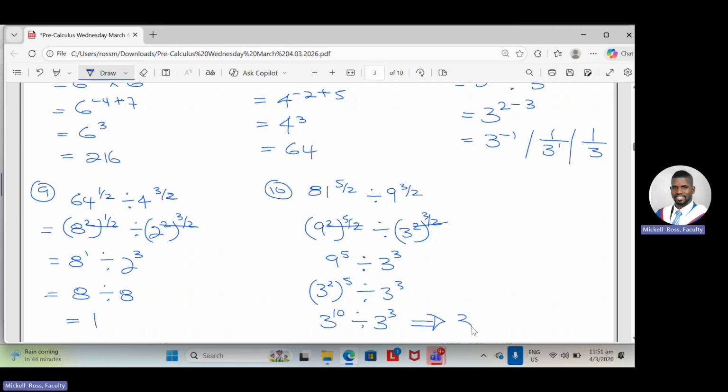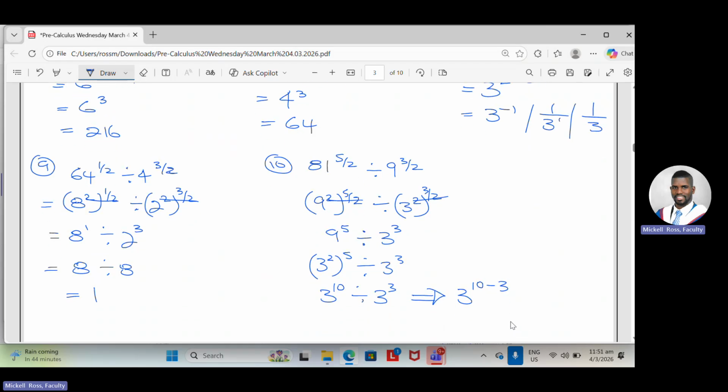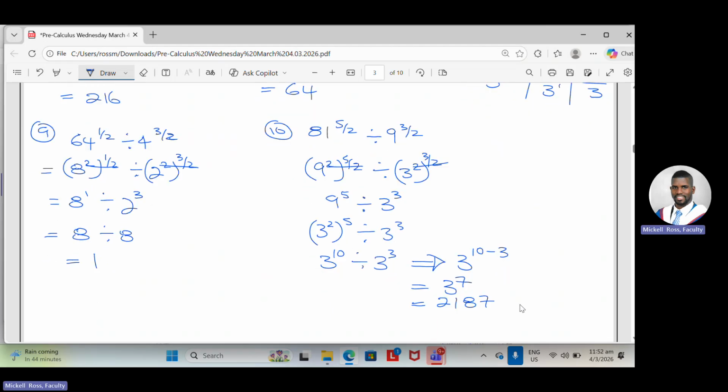So we can write this as 3 to the 10 minus 3, right? Which is going to give us 3 to the 7th power. And since you're evaluating, 3 times itself 7 times is going to be equal to 2,187. So that would be your final answer.